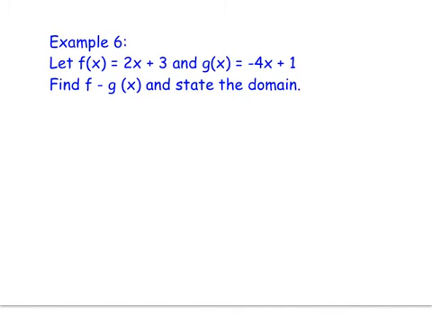Okay, in this example, again, we're going to let f of x be 2x plus 3, g of x be negative 4x plus 1. We're going to find f minus g of x and then state the domain. Please pause the video now and let's see if you can correctly find f minus g of x and state the domain. Go ahead and do all of that, please. Pause the video and then unpause to reveal the answer in a few moments.